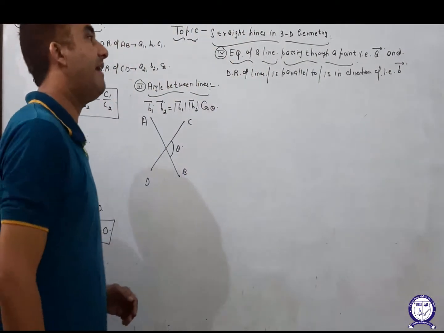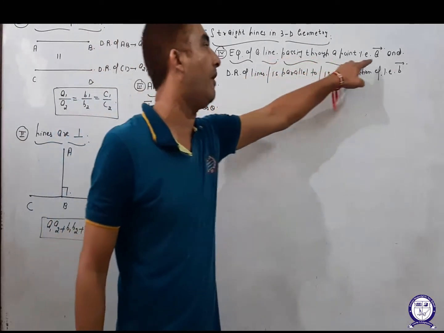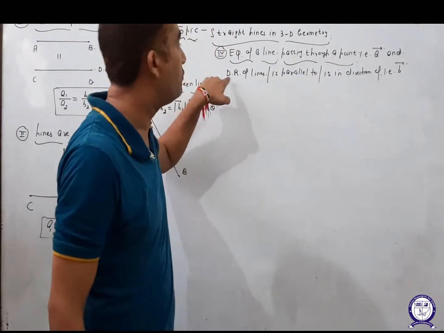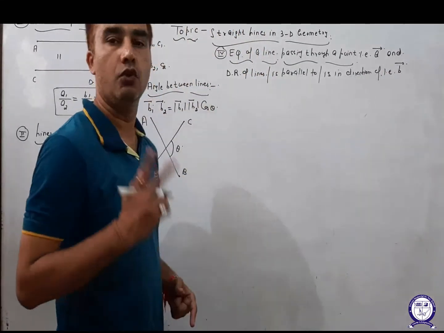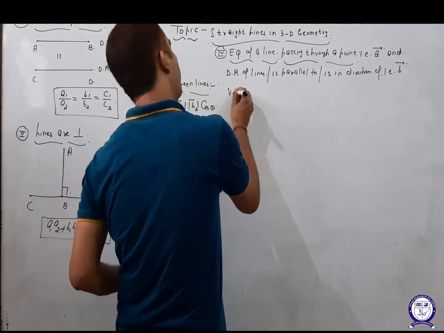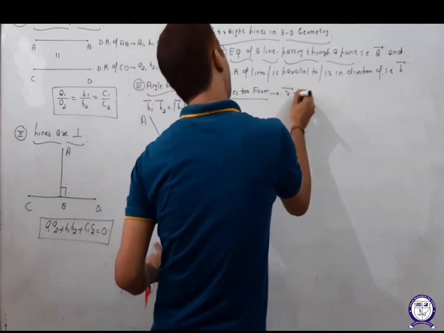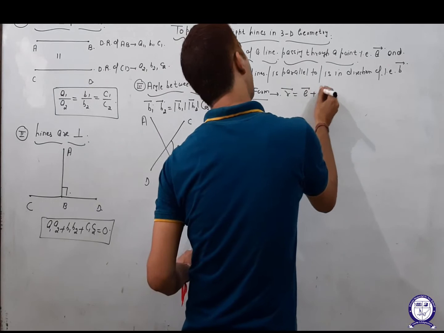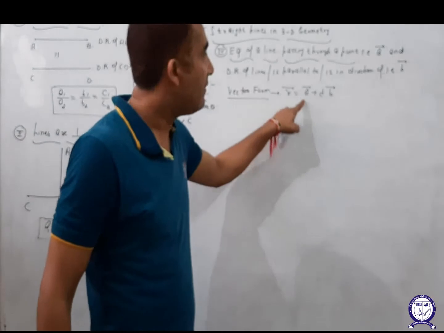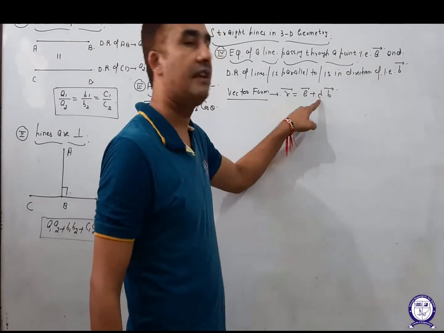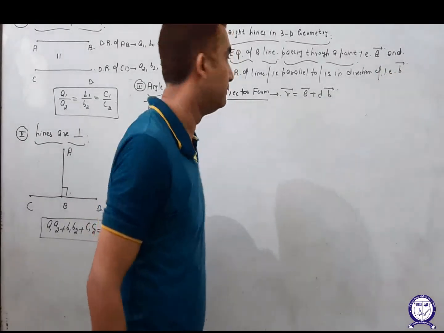If you need equation of a line in three-dimensional geometry, that means you need only two values. First one is your passing point represented by A vector, and second one is your direction ratio of lines represented by B vector. In three-dimensional geometry, we have two forms. First one is vector form. That is R vector is equal to A vector plus lambda B vector. Here R vector is any general vector. A vector is your passing point, lambda is any scalar, you can use alpha, beta, mu, B vector is your direction ratio of that line.